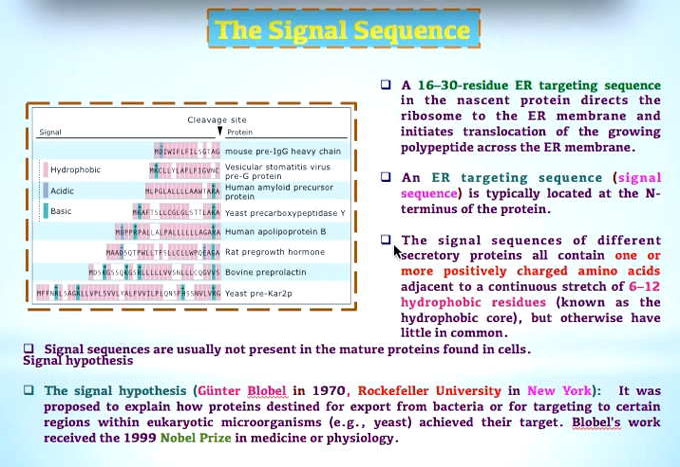Gunter Blobel is the scientist who discovered this mechanism of protein sorting and gave the signal hypothesis, and his discovery was recognized in 1999 as he received the Nobel Prize in Medicine or Physiology for his discovery.